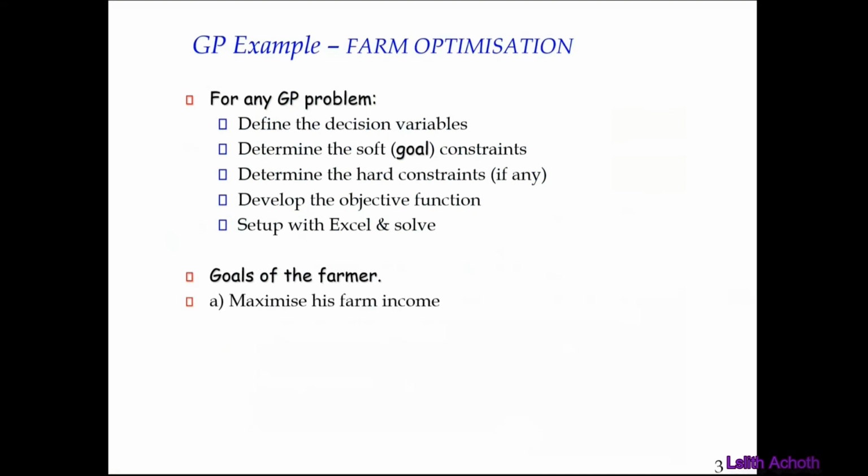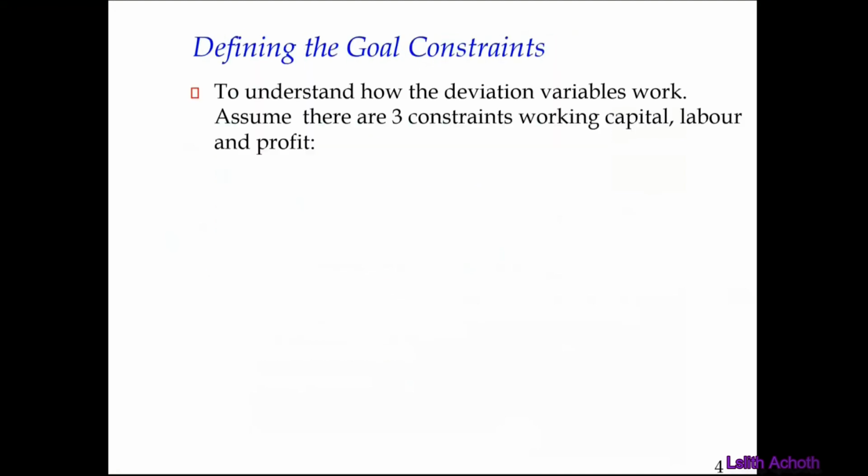Now, the goals of a farmer or an industrialist or a businessman or an investor would be to maximize his income. He would also want to reduce the cost of production or the working capital, and if labor is a scarcity, he would also want to minimize the use of labor. So you have all these goals, and that is why linear programming, which takes only one objective, will not be able to solve the problem.